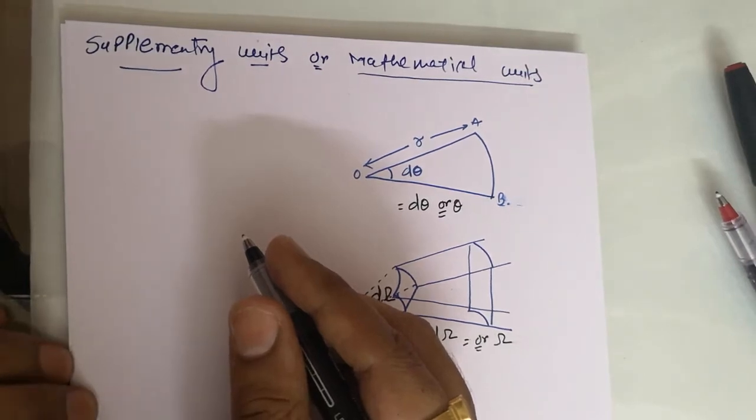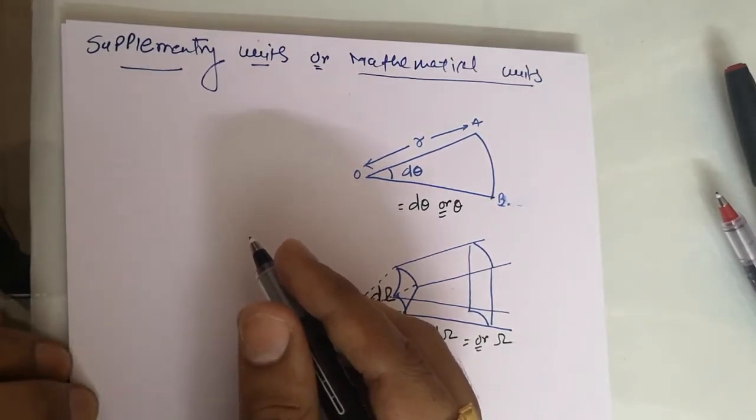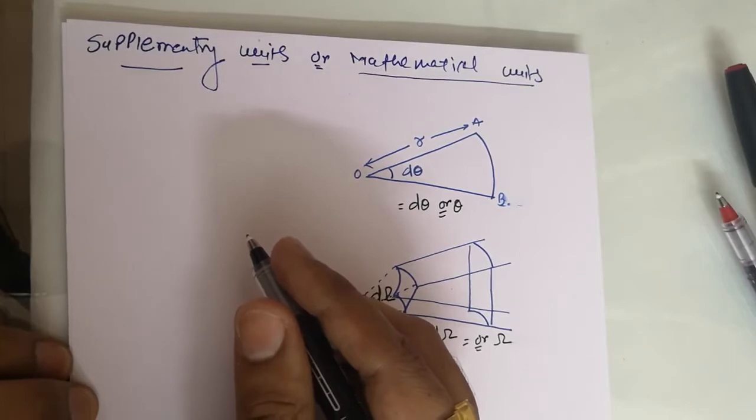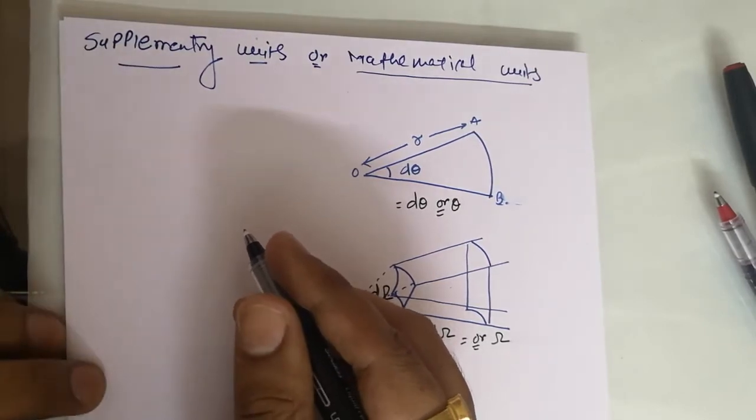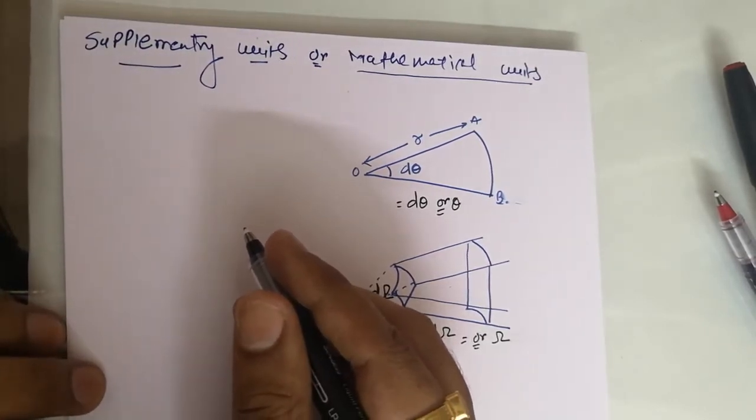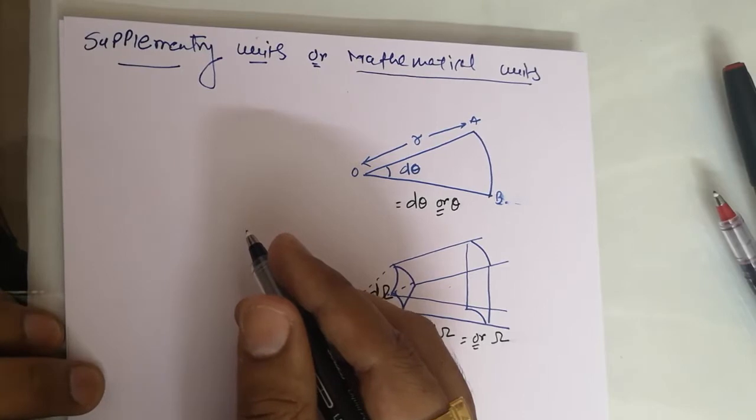Hi students, we are starting with another part. It is called supplementary units or mathematical units. Supplementary or mathematical units are used to find distances between the planets. In the next clip, we will learn another method called the parallax method.